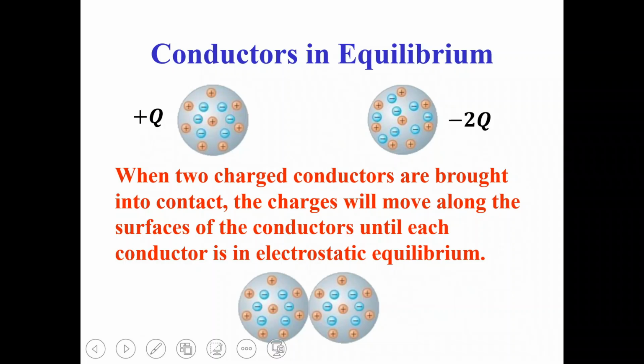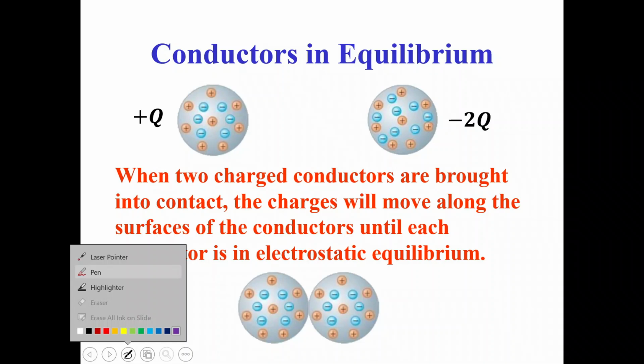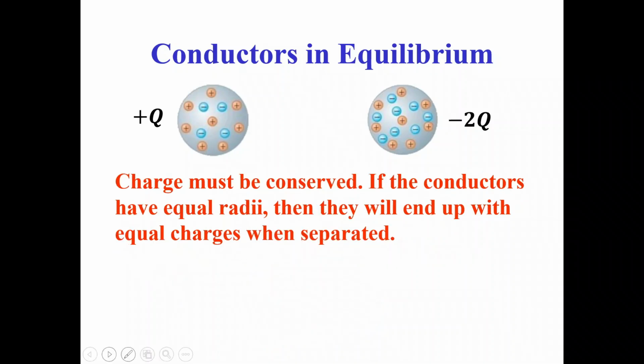Now, not every situation has to be very complicated, but we can go a little further than what we did before with conductors. We worked problems previously where if two charged conductors are brought in contact with each other, the charges move so that the conductors reach equilibrium. And if those conductors have the exact same size, they're going to end with the exact same charge.